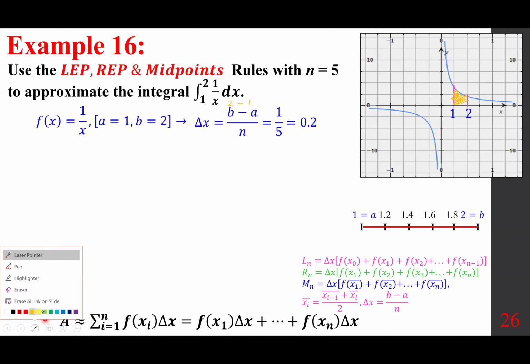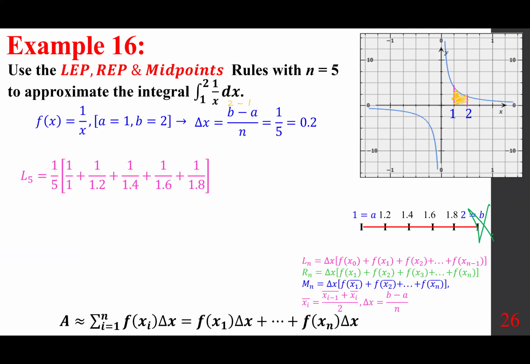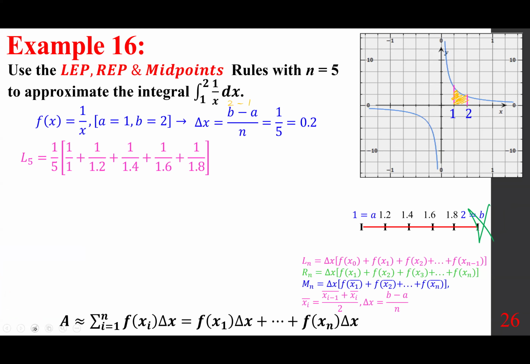For left endpoints, we are not using that. So this formula, f of x sub 1 times delta x, just think about this one. So 1 over 5, so this delta x is 1 over 5. The first one, 1 over 1, because the function is 1 over x. 1 over 1, 1 over 1.2, 1 over 1.4, 1 over 1.6, 1 over 1.8, but we're not going to put 1 over 2 there.